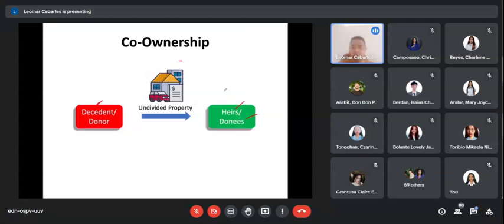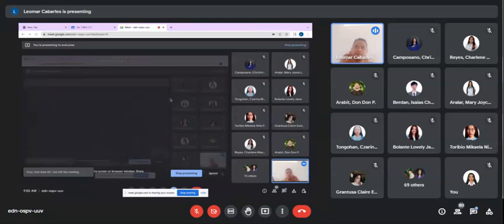So itong dalawang tagapagmana, yung sasakyan, for example, na pinamana sa kanilang dalawa, so sabi, itong sasakyan na to para sa inyong dalawa. Mahirap namang hatiin yung sasakyan, di ba? Para sa kanilang dalawa, physically. So the property remained undivided.